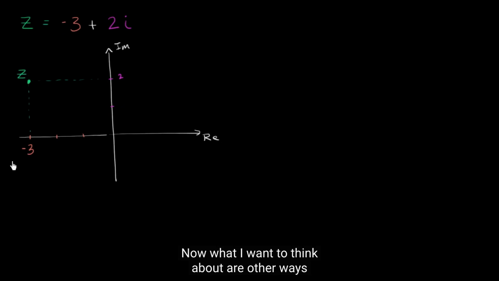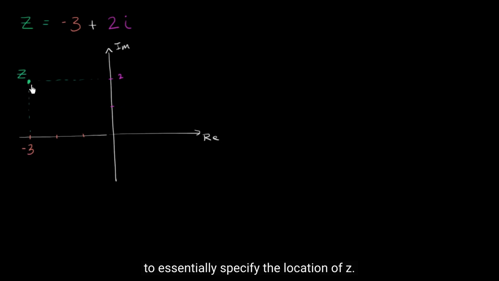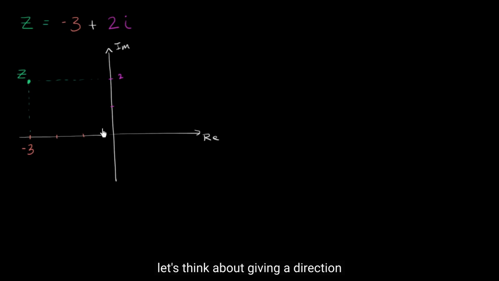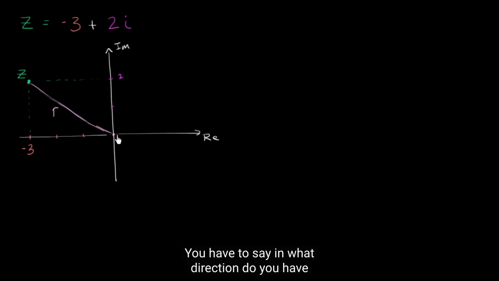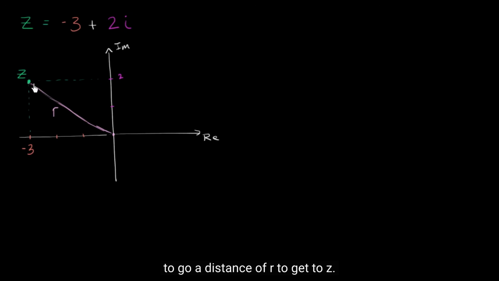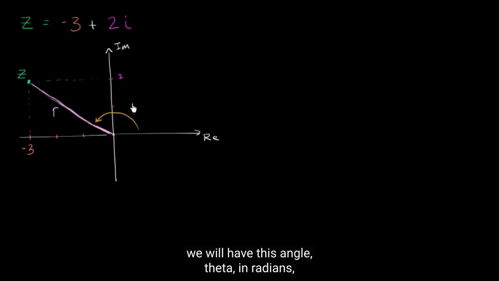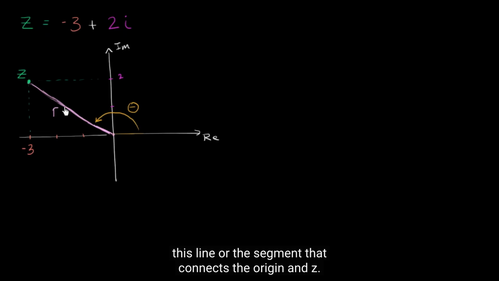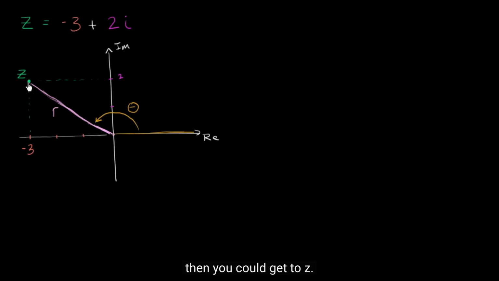Now what I want to think about are other ways to specify the location of z. In particular, instead of giving the real and imaginary parts, the coordinates here, let's think about giving a direction and a distance to get to z. We could give the distance from the origin to z. Let's call this distance r. But that distance by itself isn't enough to say where z is. You have to say in what direction you go a distance of r to get to z. To specify the direction, we will have this angle theta in radians, the angle between the positive real axis and the segment that connects the origin and z. If someone gave you this angle and this distance, then you could get to z.